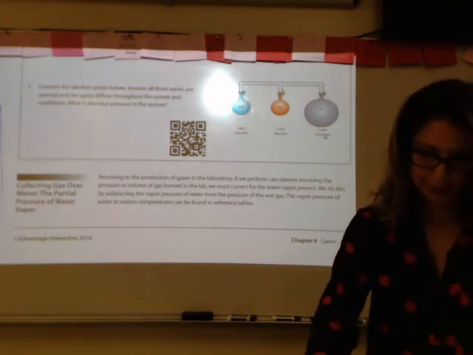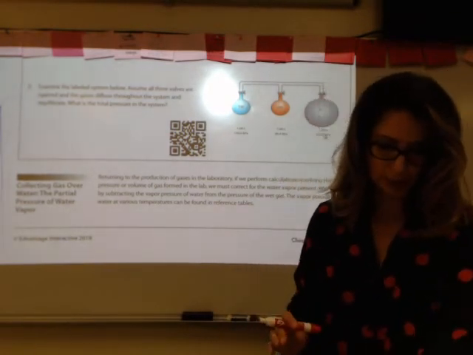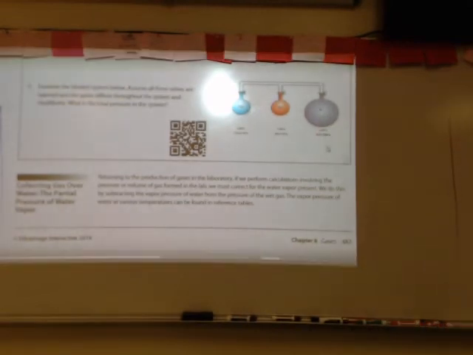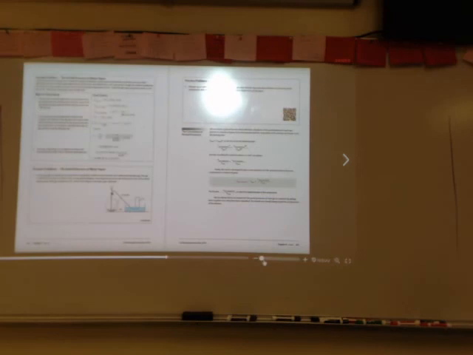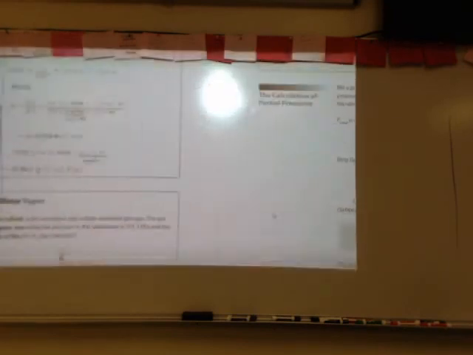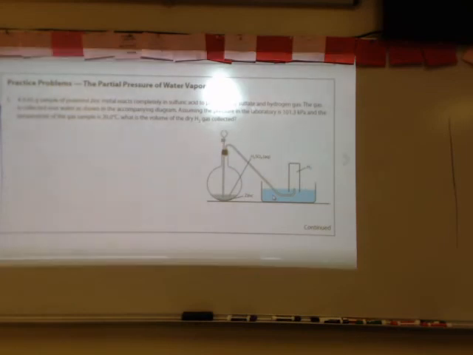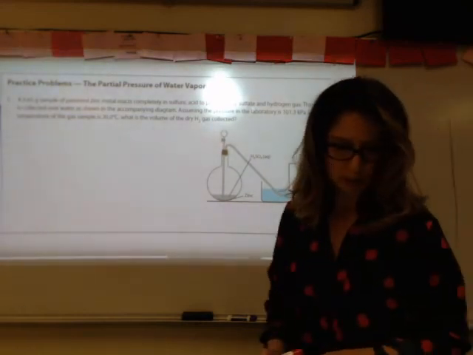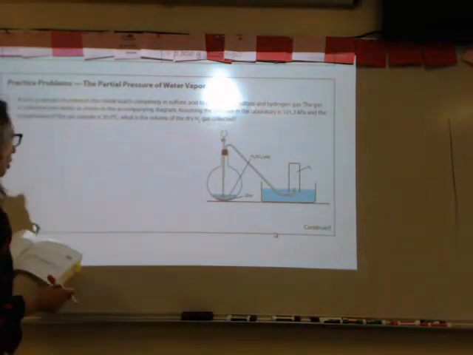Let's talk about collecting gas over water in a little bit more detail. Remember, I gave you an equation for collecting a gas over water. The total pressure equals the pressure of the gas that's being collected plus the vapor pressure of water at that temperature.